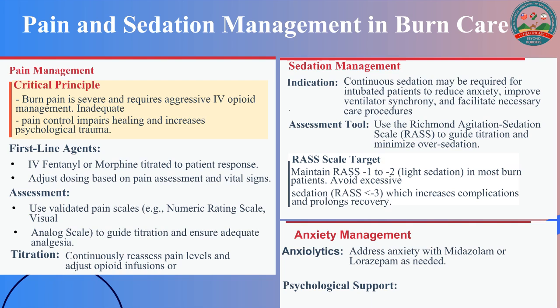Some burn patients, especially those who are intubated, also need sedation to reduce anxiety, improve ventilator synchrony, and tolerate procedures. We use the RASS scale to guide sedation, aiming for a light sedation level around -1 to -2. Avoiding deeper sedation helps prevent complications and supports recovery. For anxiety, medications like midazolam or lorazepam may be used as needed. Psychological support is also important because pain, anxiety, and trauma often occur together in burn injuries.